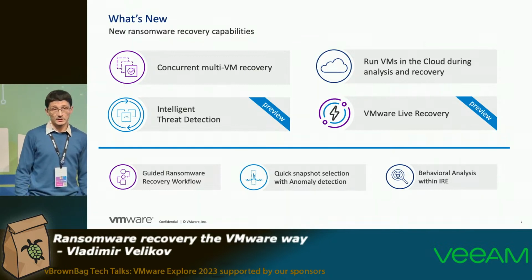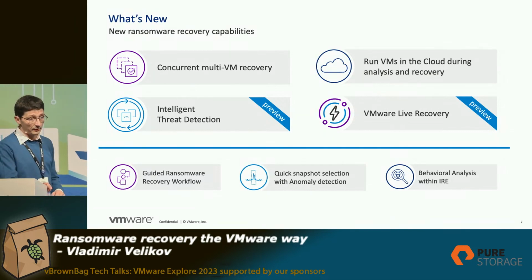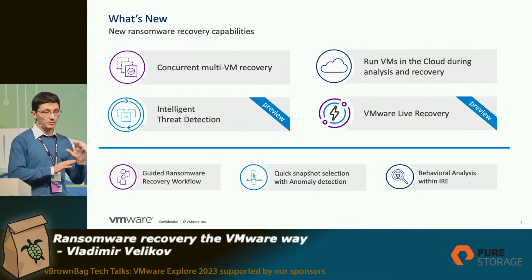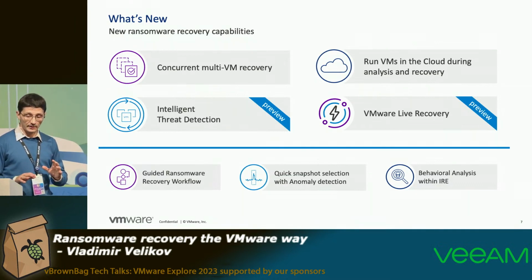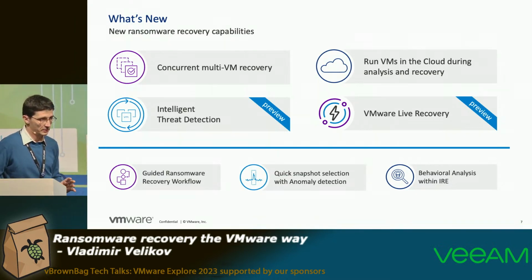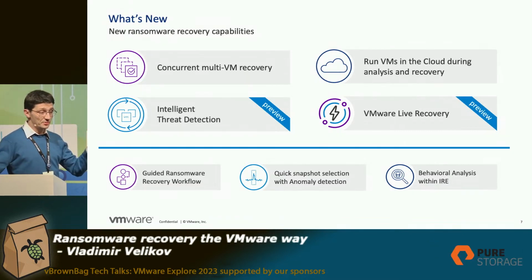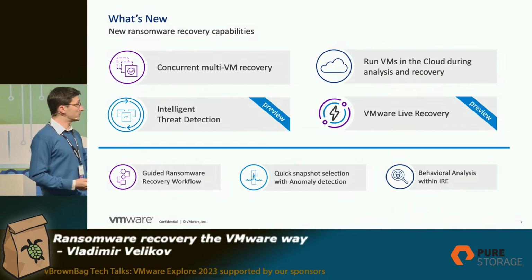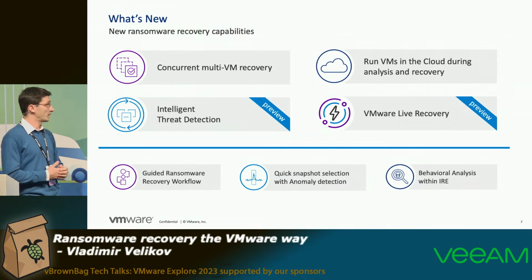Intelligent threat detection. This is an AI-based module, which is part of the ransomware recovery solution. This analyzes your snapshots, even offline, and checks if there is ransomware, even before encryption. So it can tell you, hey, you might be encrypted soon, so you can actually take precaution and scan and remove it quickly. And it would also help you after encryption to clean it up quicker.